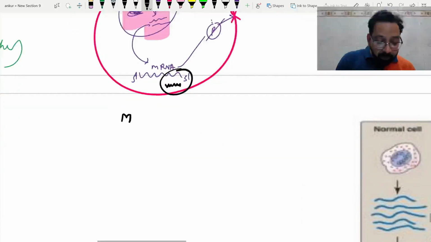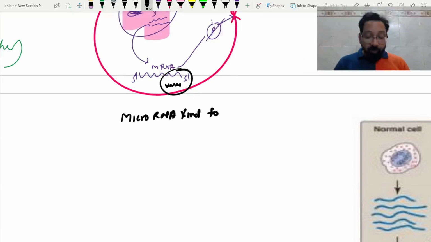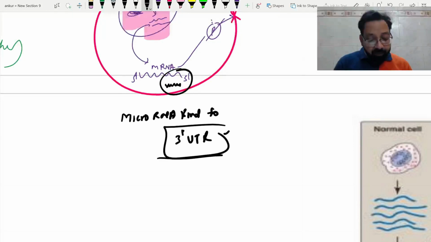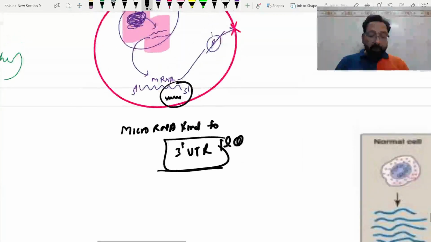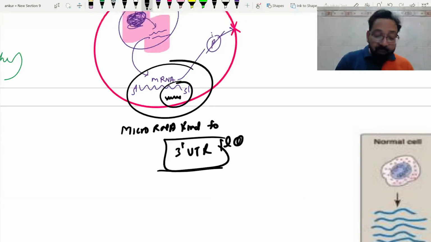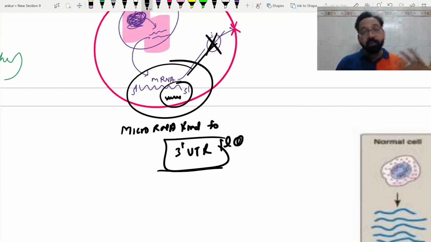Question was asked: microRNA binds to which end? Yes, three untranslated region. When it binds to the three untranslated region, it will not allow this messenger RNA to synthesize protein, and definitely it is not required.